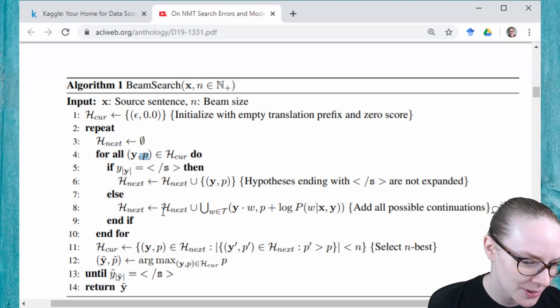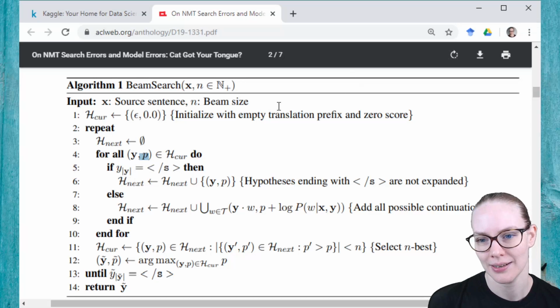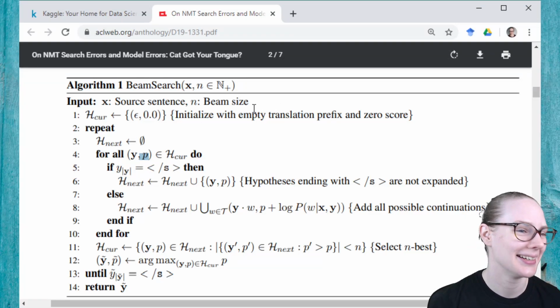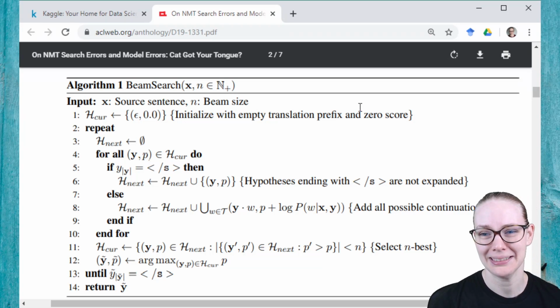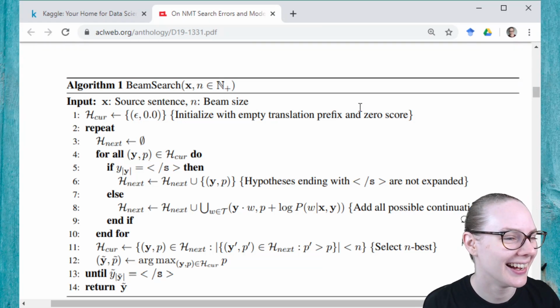Jesper says, aren't natural numbers positive anyway? That sounds right. I don't know what the plus means then. All right.